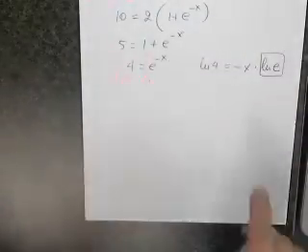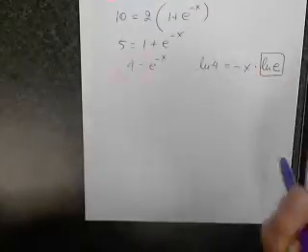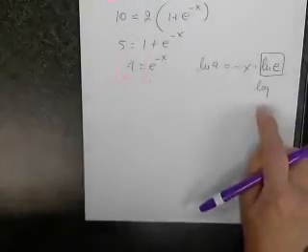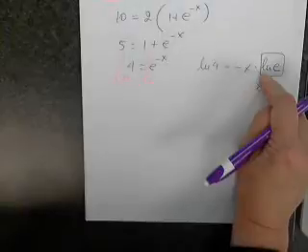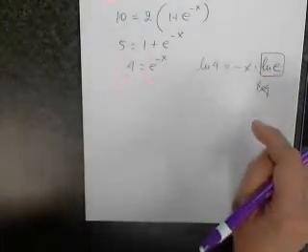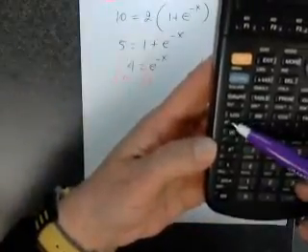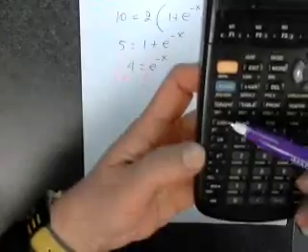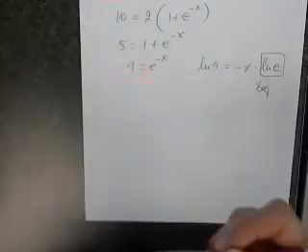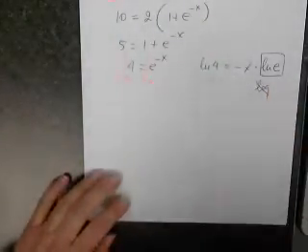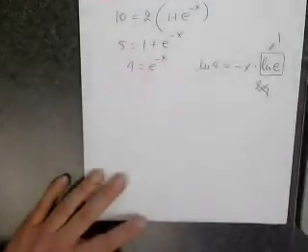Let's think. What is the base of natural log? Careful. The log is base 10. But natural log has base? Exactly. Look at the graphing calculator. You have the same key. E to the x and ln are the same key. 10 to the x and log are the same key. Exactly. E raised to which power is e? Exactly. That's why this is 1.